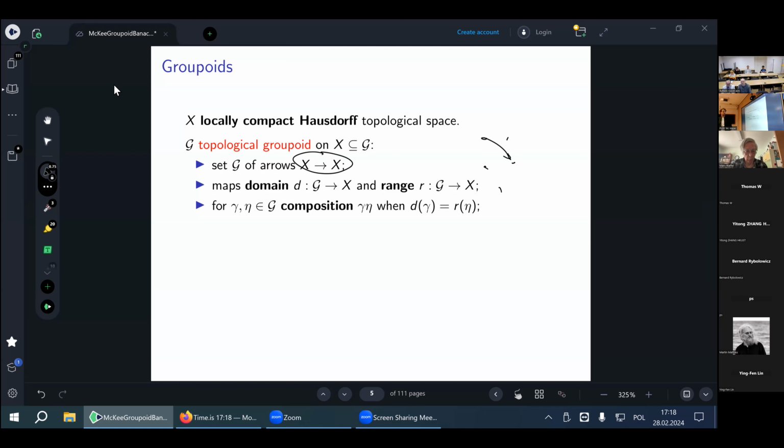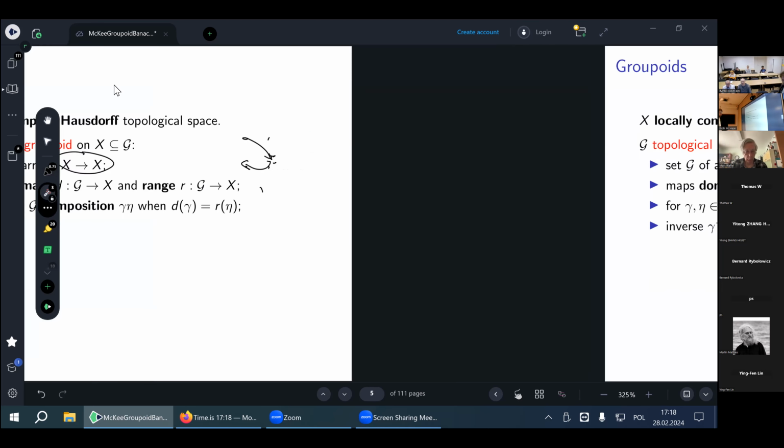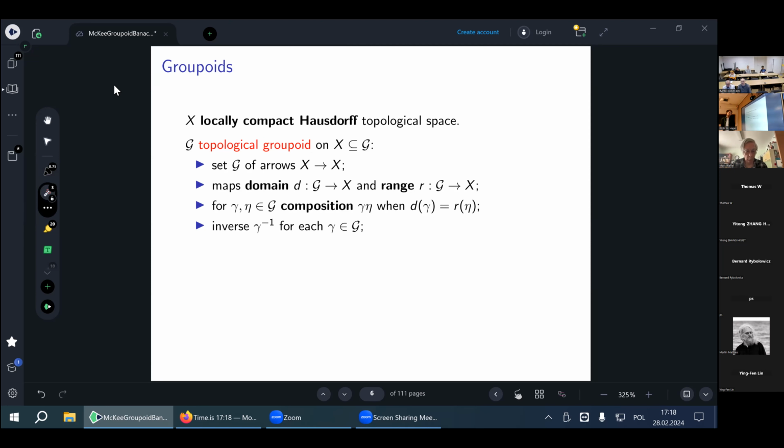Then we have this composition operation, and we can multiply two arrows, which means drawing one arrow and then another arrow. But this only makes sense when the second arrow starts where the first arrow ends. And that's this here. Every arrow has an inverse, and this does what you would expect. The inverse arrow begins where the original arrow ends.